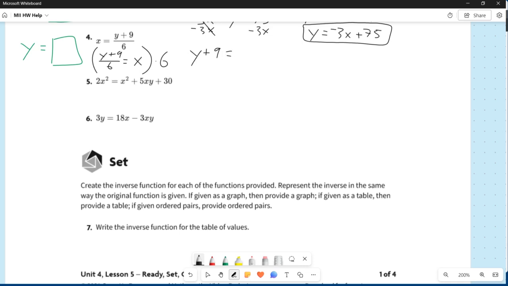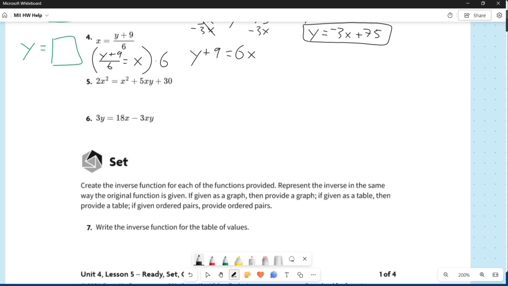I can't just randomly get rid of a 6 on the left without doing anything on the right. So on the right, it's still multiplication. It's going to be x times 6, which is just 6x. And we're almost done because the only thing preventing y from being by itself right now is that plus 9.